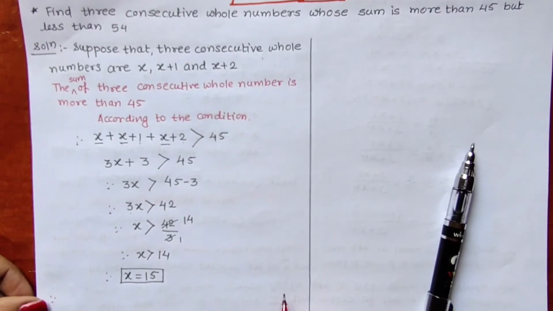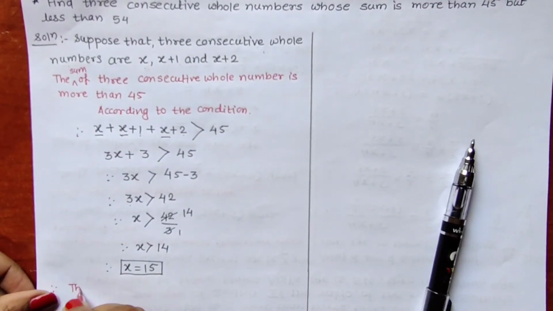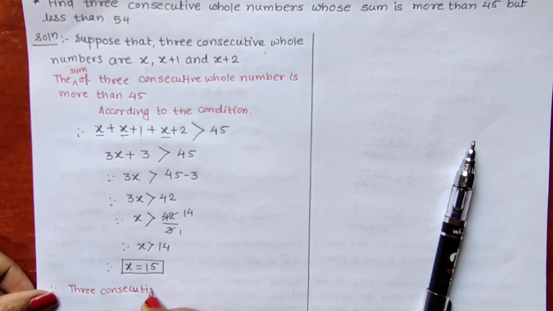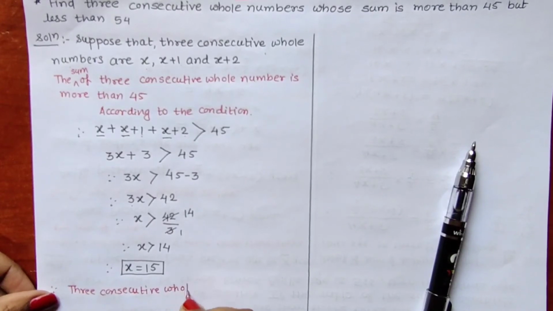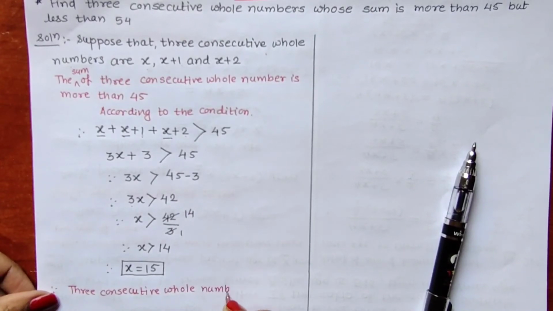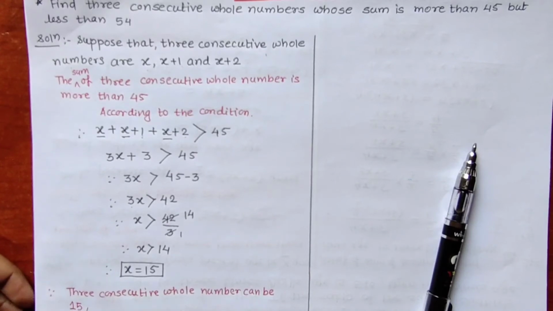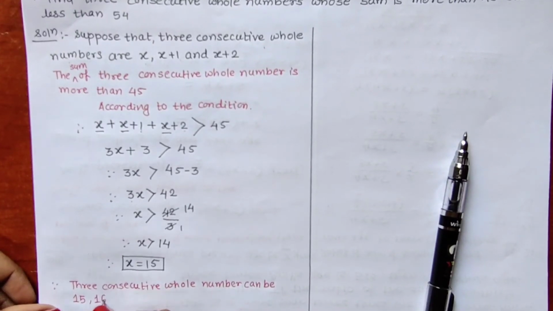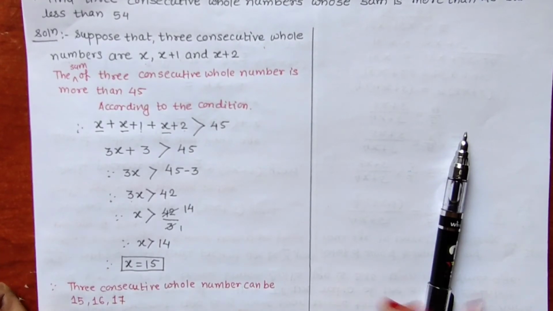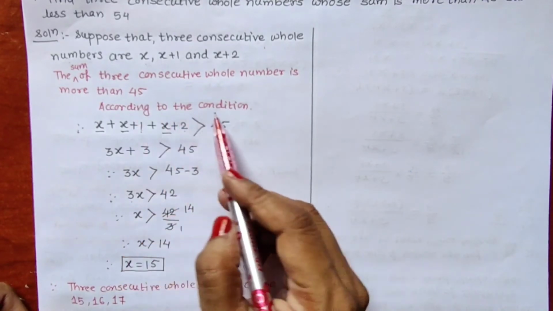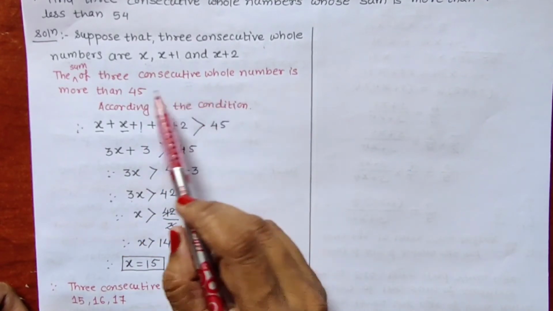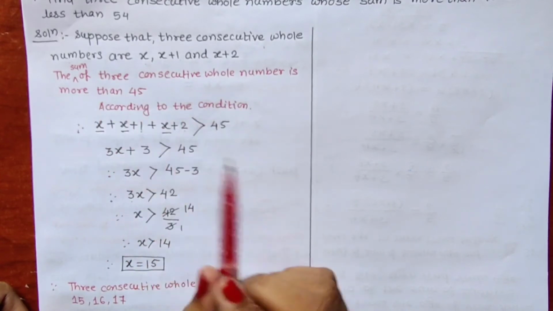Therefore, we will write the answer statement. 3 consecutive whole numbers can be, if the first one is 15, the second one will be 16 and the third one will be 17. In this way we are getting 3 consecutive natural numbers 15, 16, 17 when we are using the first condition of our question. Their sum is more than 45.